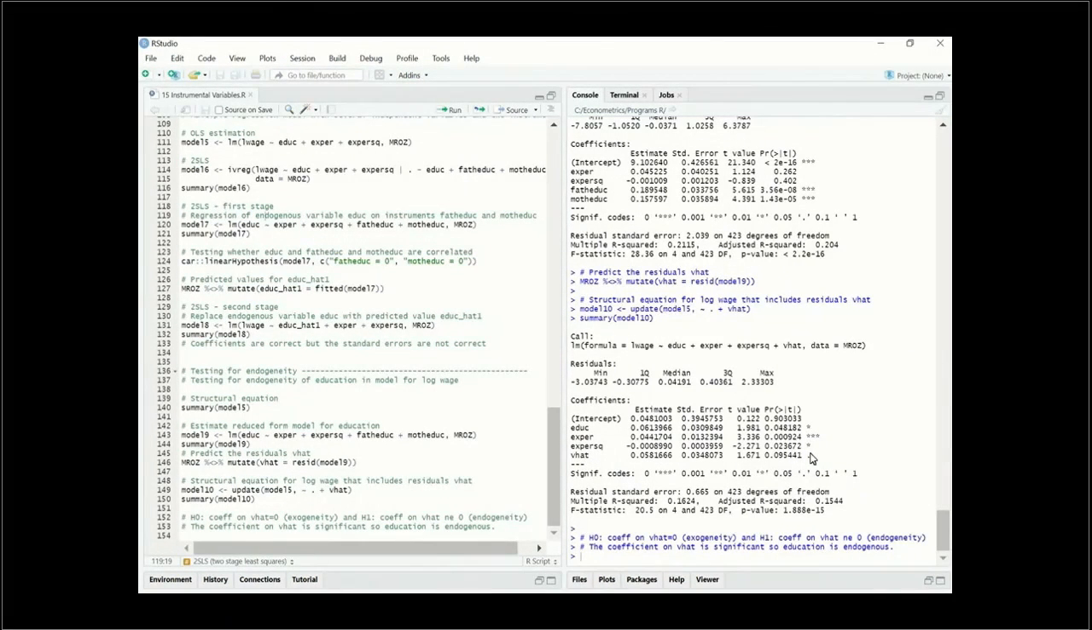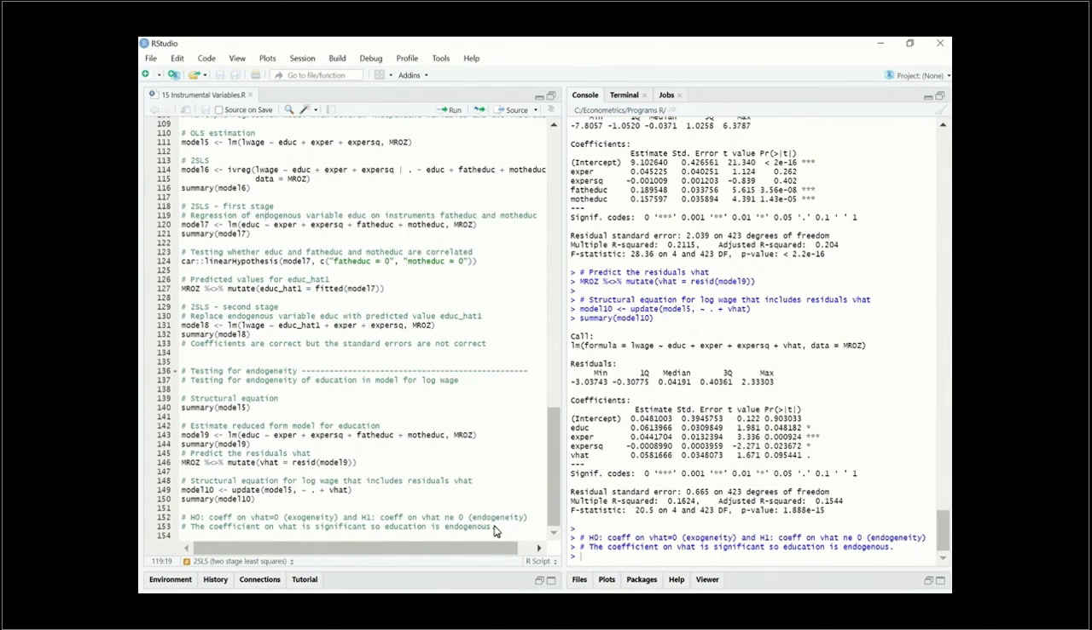What we are interested in is whether or not this coefficient is significant. And here I'm seeing a significance at the 10% level. The null hypothesis would be that the coefficient on the residual is not significantly different from 0, which would mean exogeneity. If this coefficient is significantly different from 0, we would have endogeneity. In this case, the coefficient is significant at the 10% level if we look at the p-value. So our conclusion here is that the coefficient on the residual is significant, so education is endogenous, and we do need to use the two-stage least squares to correct for this endogeneity.